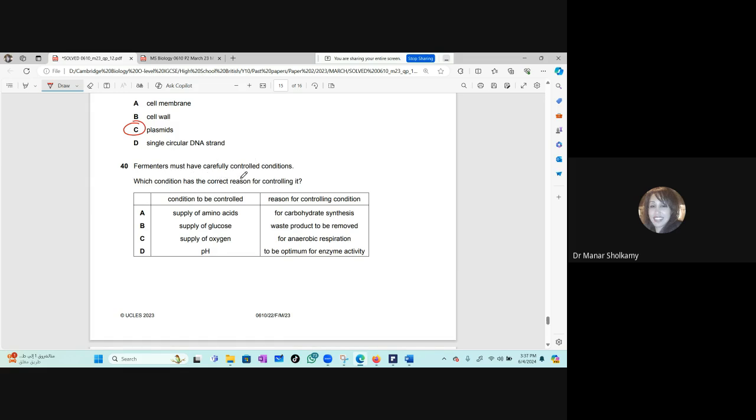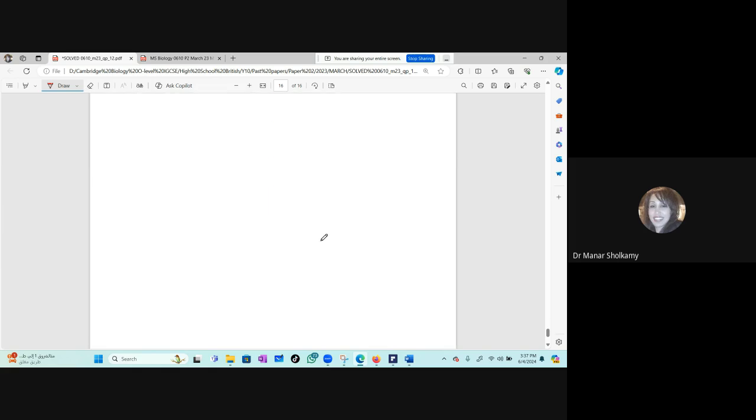Which condition has the correct reason for controlling it? Supply of amino acids for carbohydrate synthesis? Supply of glucose, waste product to be removed? No. Supply of oxygen for anaerobic respiration, or pH has to be controlled to be optimum for enzyme activity? D. Wow, very good. We really improved in the exams.